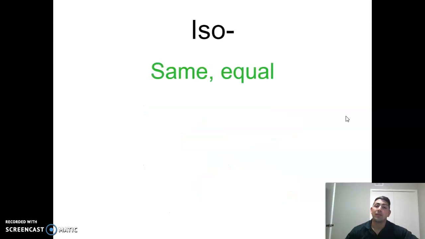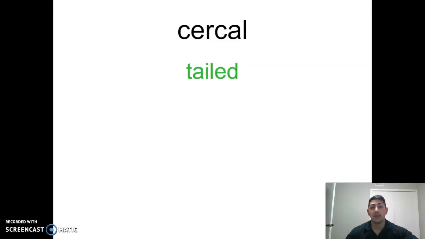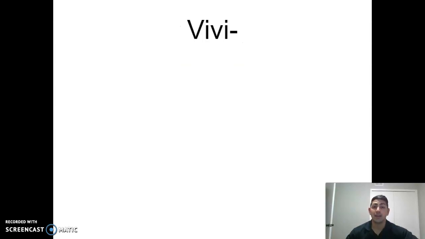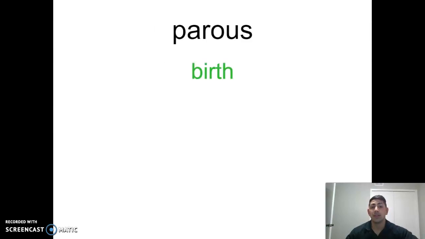So iso means same or equal. Homo means same. Hetero means different. Circle means tailed. Seti means whale. Karchar means jagged. Ovi, ovo, or ove means egg. Vivi means life or living. Paris means birth. Nictar means blink.